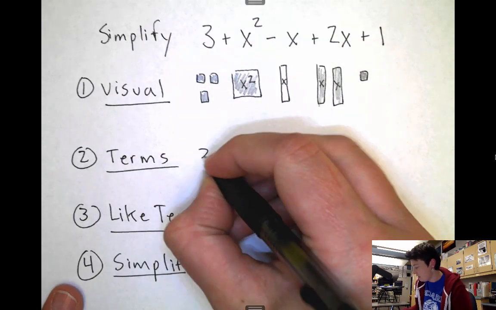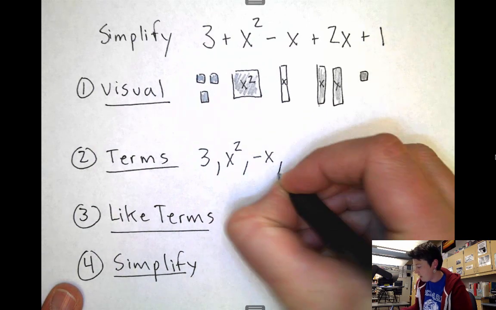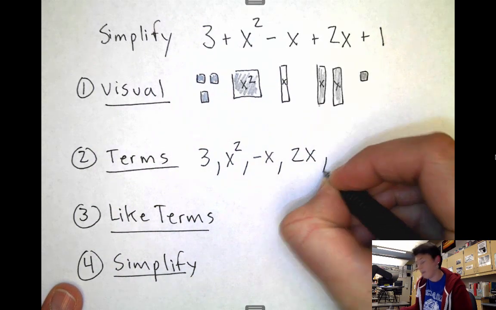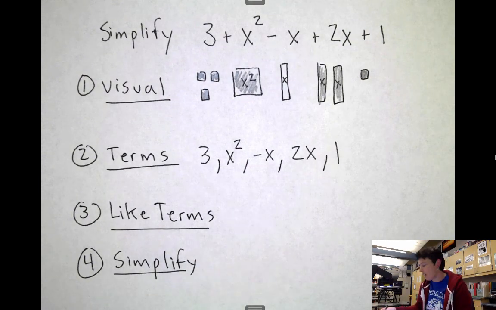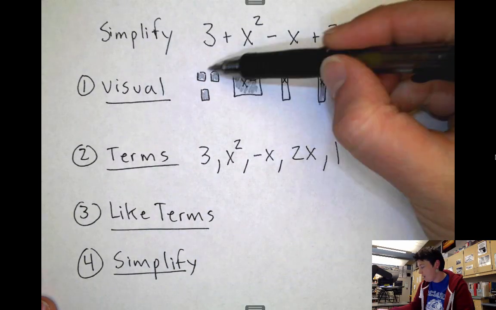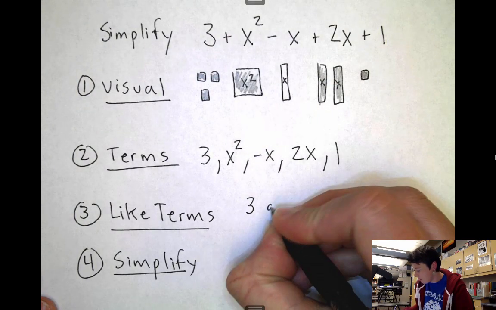Terms-wise, here are my terms. I have a 3, I have an x squared, I have a negative x, I have 2 x's, and I have 1. Those are my terms. My like terms are the matching tiles. So like these three match up with that unit tile down there. So my like terms are 3 and 1.